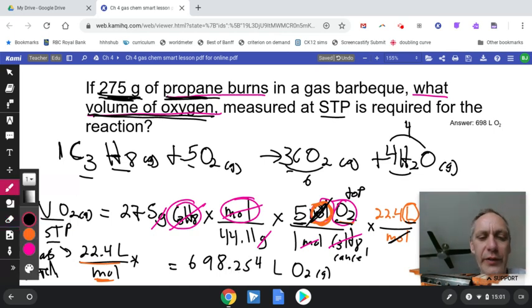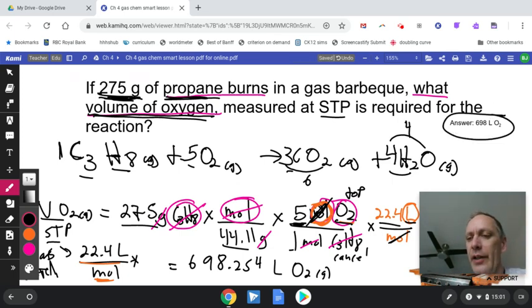698.254 liters. Sig digs: 3, 4. Coefficients don't count. 3, 3, 3, 4. So our final answer is 3 sig digs, which is right there. 698 liters of oxygen. Okay. How's everybody doing? So that's your first gas stoich problem.